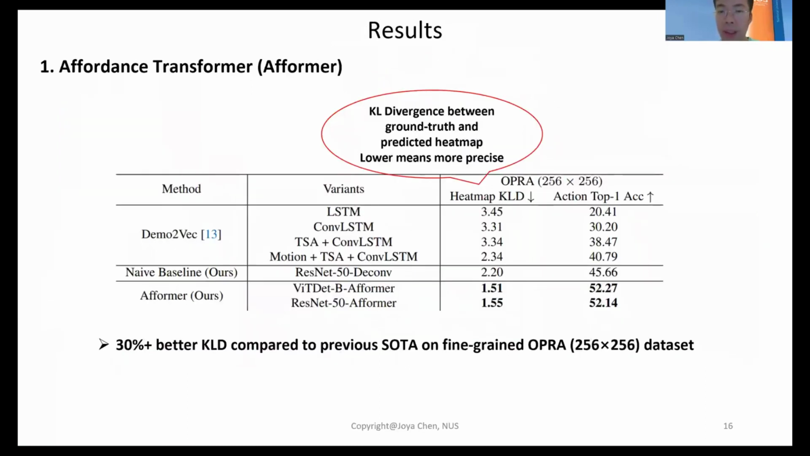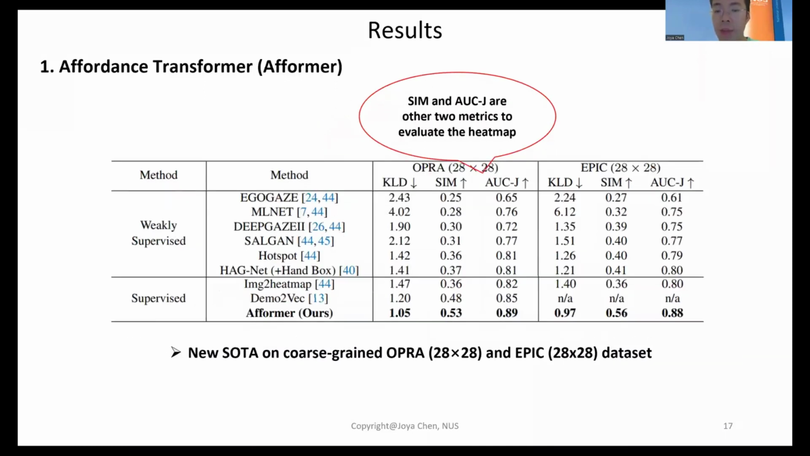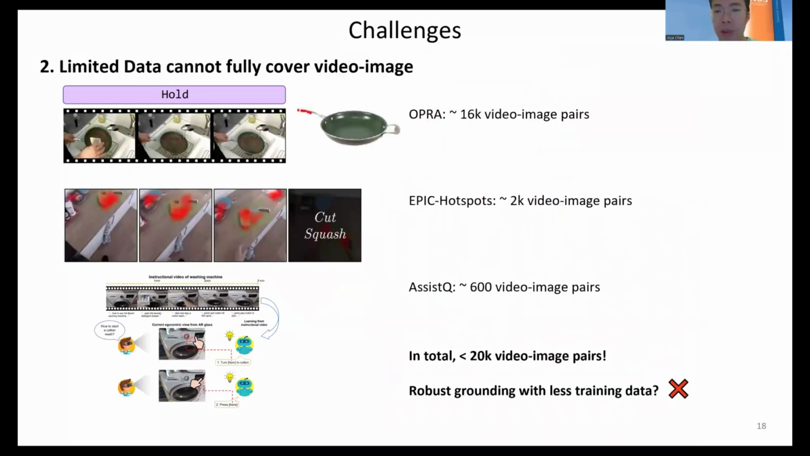So our Afformer significantly outperforms previous models. It achieves larger than 30% better KLD compared to previous SOTA on a fine-grained OPRA dataset. Furthermore, it also performs well on the coarse-grained OPRA, like 28 times 28 resolution, and the EPIC hotspot dataset, and it builds a new SOTA on this dataset. We have presented Afformer and fine-grained affordance grounding.